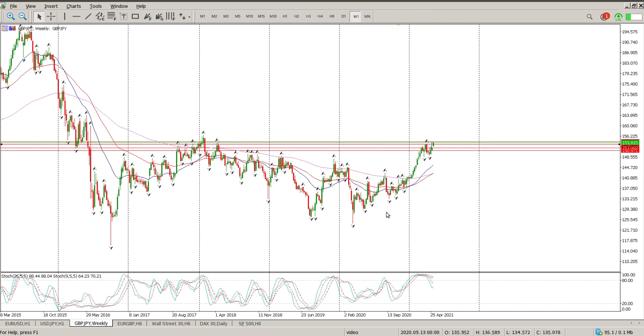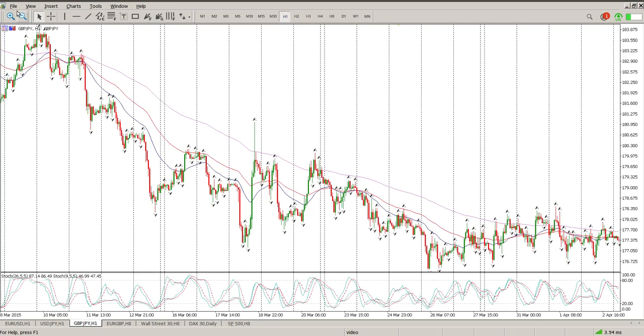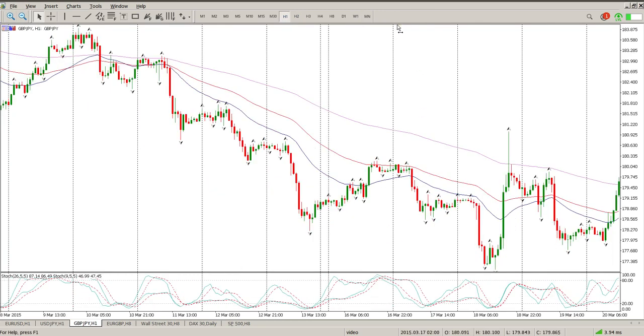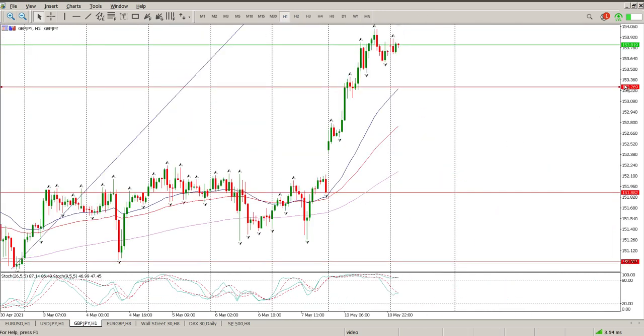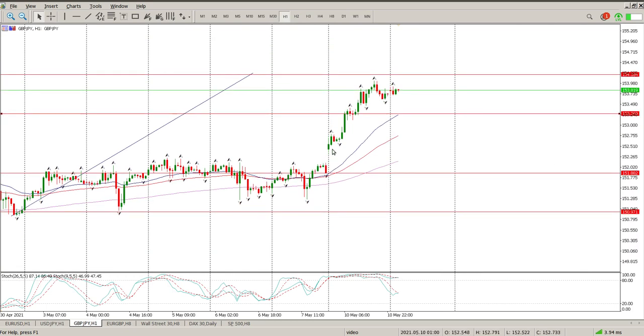But strong move up, strong pullback. I suspect once we clear this area here, and I'll give that to you now. So once we clear the measured move area, that is going to continue to the upside. So just come down to the hour, and you'll see. So yesterday was a gap up after being sideways for so long. Gap up, strong move up, and not really changed. So as far as I'm concerned, any pullback is to be bought.